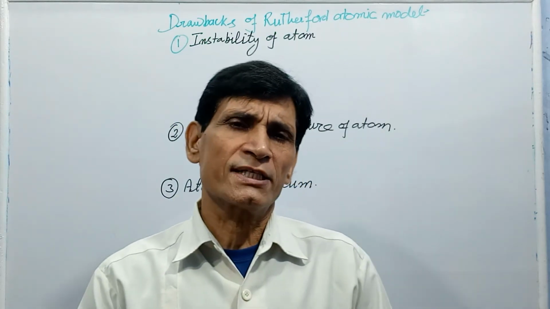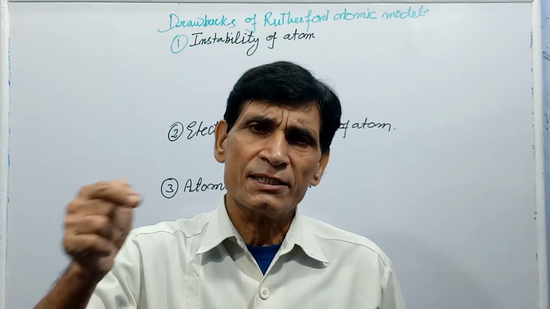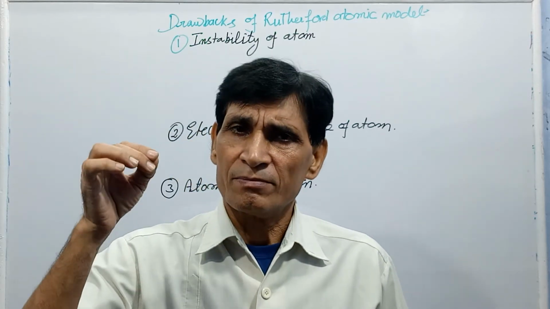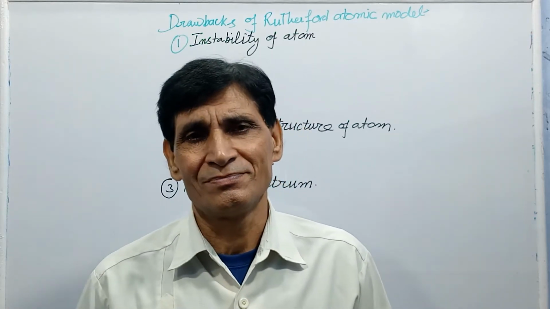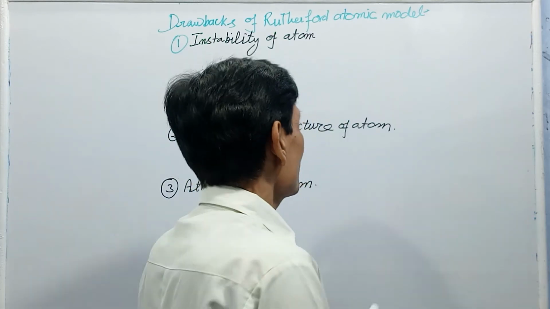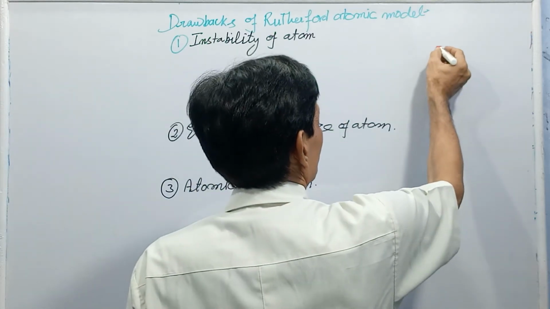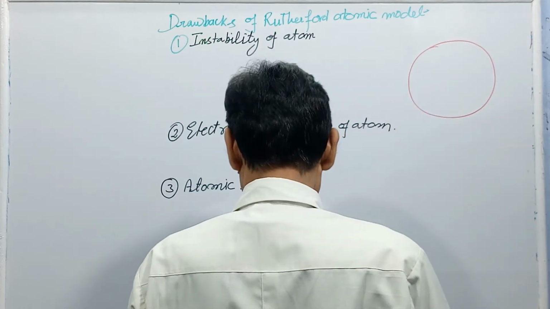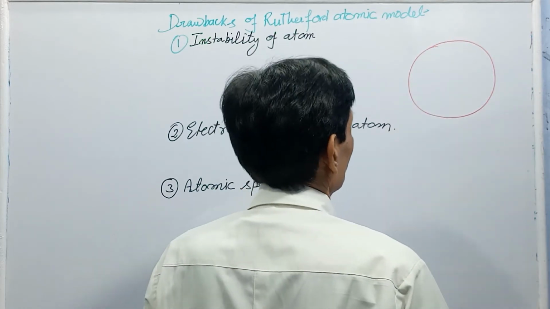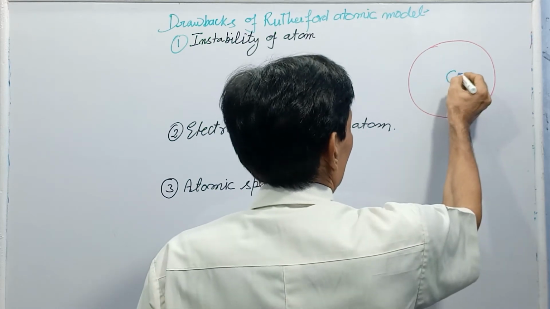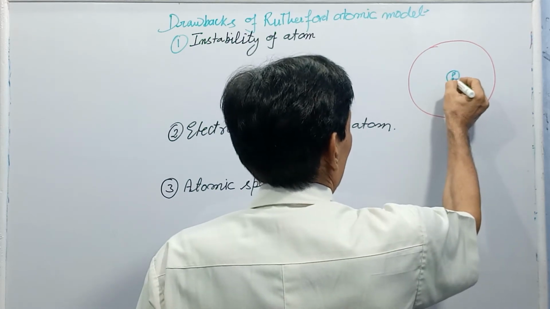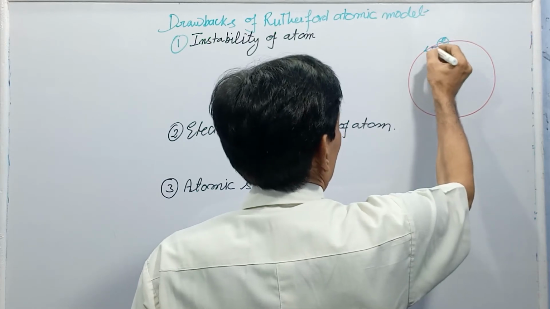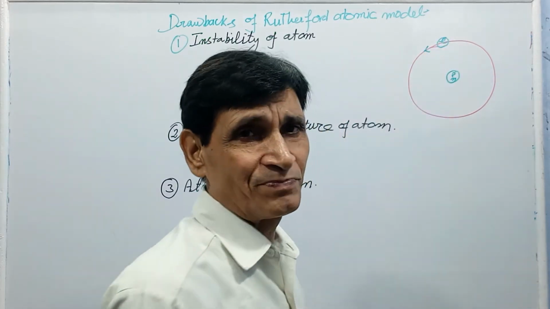First, according to Rutherford's atomic model, electrons revolve around the nucleus in a circular path. This is nucleus. Here proton and neutrons are present, and electron is revolving here in a circular path.